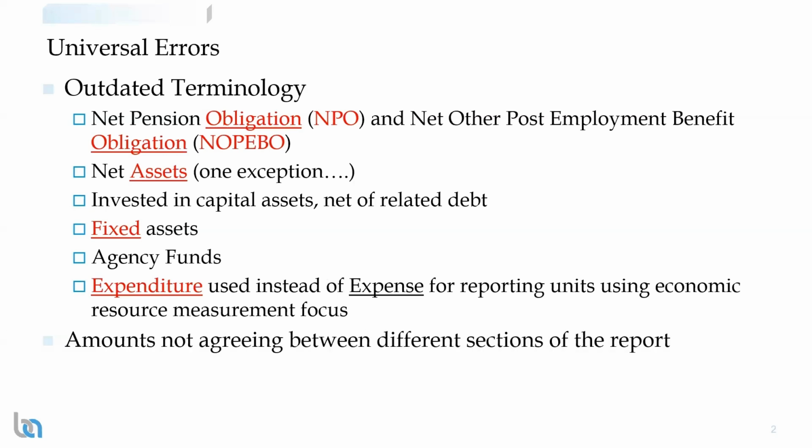And then amounts not agreeing throughout the report. This is common because you may have last-minute adjustment entries. And so you may have adjusted the financial statements, but you forgot to update the MD&A, or you may have forgotten to update the statistical section. That's something where you need that final review to check all the numbers to make sure everything is consistent.